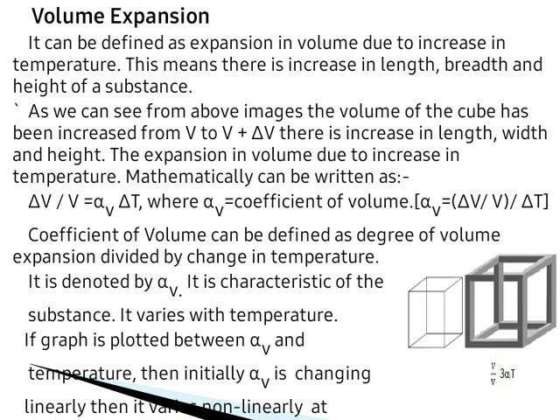where alpha V is the constant, it is the coefficient of volume expansion. It is defined as degree of volume expansion divided by increase in temperature. It is also a characteristic property of the given substance. It also varies with temperature. If we plot a graph between alpha V and temperature, then initially alpha V changes linearly, then it varies non-linearly at higher temperature, then it becomes constant.